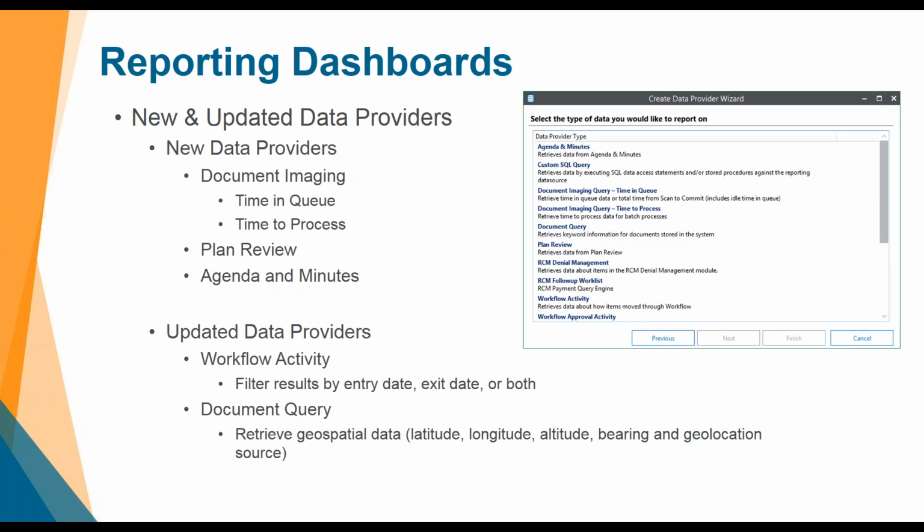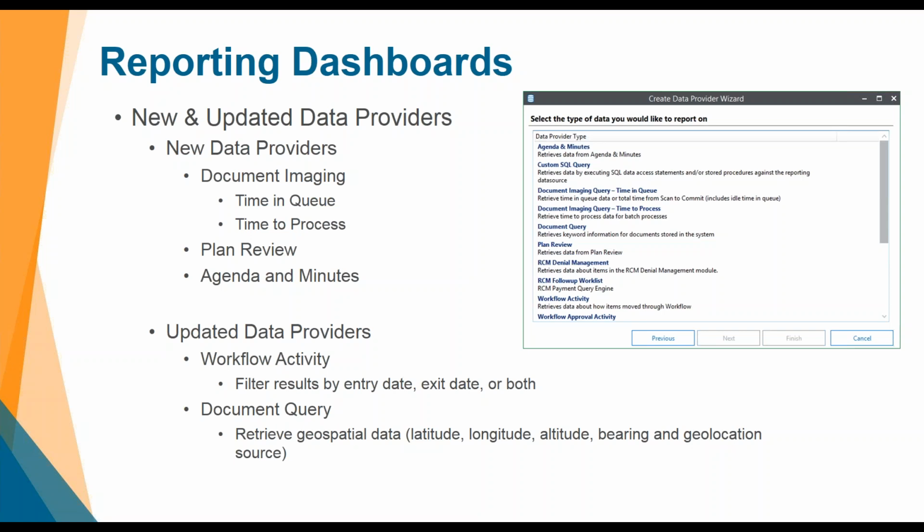But Hyland's added several new data providers in OnBase 17. So for example, document imaging, now there's a built-in timing queue and time to process. So you can see how long it takes to get a batch through my document imaging process. For our government folks, the plan review and agenda and minutes modules got direct connect data providers built in. So you could use SQL to get that data, but now they've actually built in those data providers, making it very easy to get that information into a dashboard.